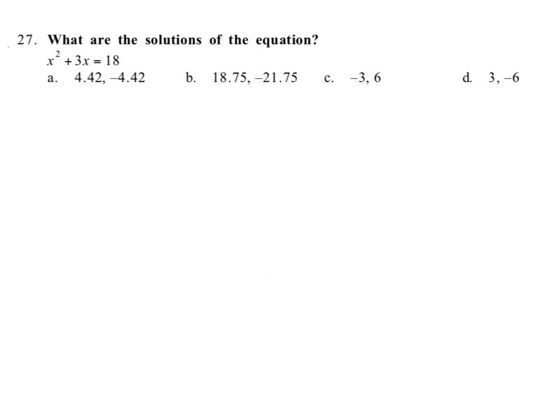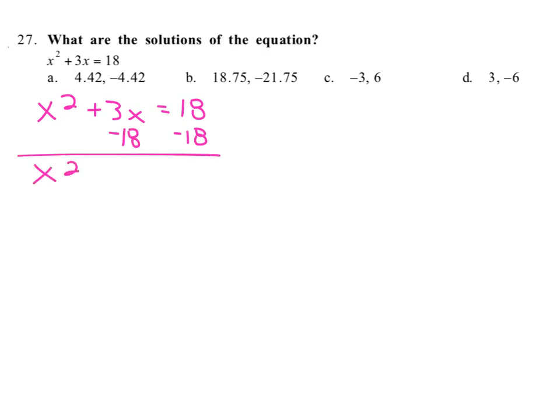Okay, number 27. What we're going to do here is we're going to take x squared plus 3x equals 18, and we're going to subtract 18 from both sides so that we get it all on one side and we have it equal to 0. We've got then x squared plus 3x minus 18 equals 0. And we're going to factor this.